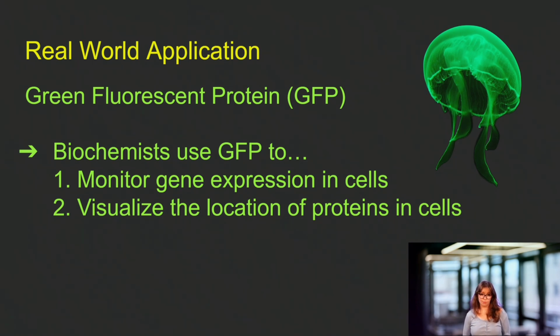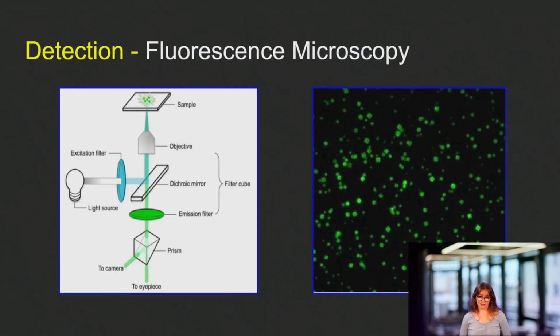Biochemists use GFP to monitor gene expression in cells, so they can tag different cells with GFP and then do gene silencing experiments to see if they're able to silence that gene. They also use GFP to visualize the location of proteins in the cell. The way that we are able to detect GFP in the cell is using fluorescence microscopy.